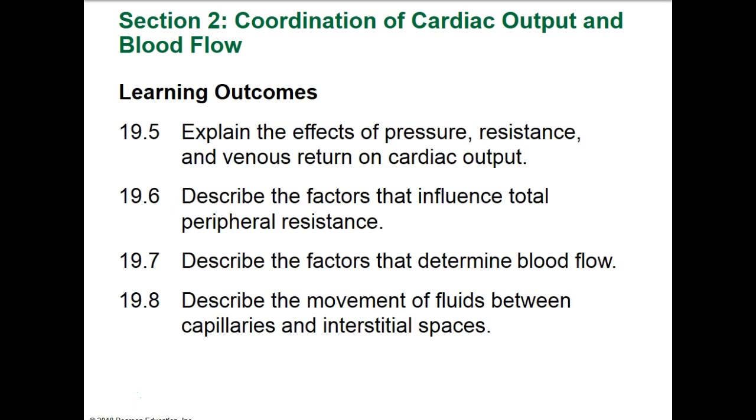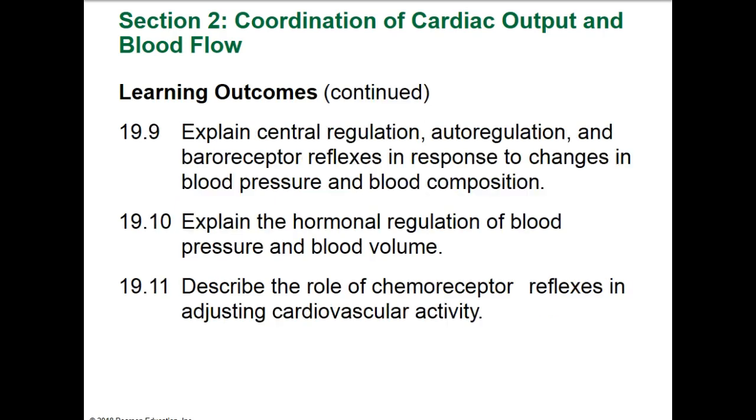Okay, this next section, 19.5, we're going to talk about effects of pressure, resistance, and venous return on the cardiac output. We'll talk about the factors that influence the peripheral resistance. We'll describe the factors that determine the blood flow. We'll talk about movement of fluids between the capillaries and the interstitial spaces. Then we'll go into some detail about central regulation and autoregulation and the baroreceptor reflexes that you heard about in that video from Crash Course A&P, part 2 of blood vessels.